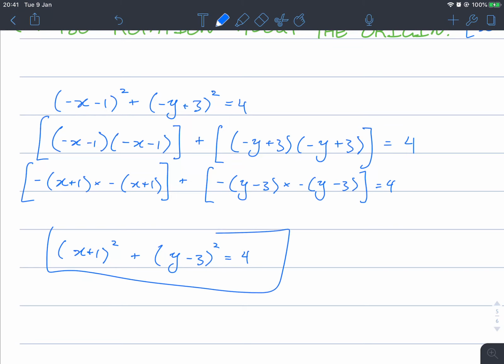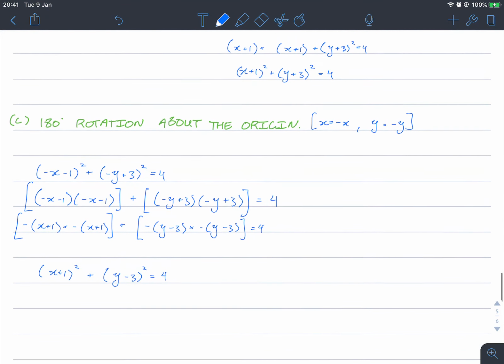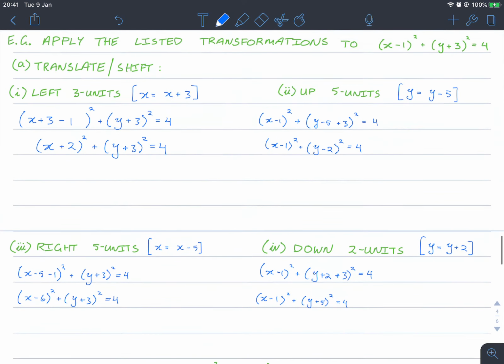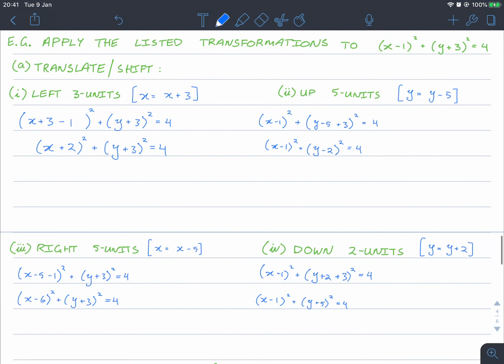So our final expression will be as follows. This was a little bit more difficult. I hope that gave you an insight into applying transformations to non-functions.